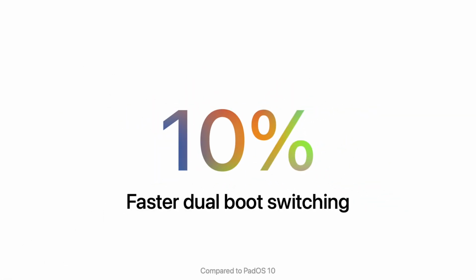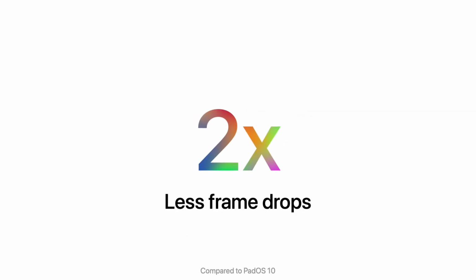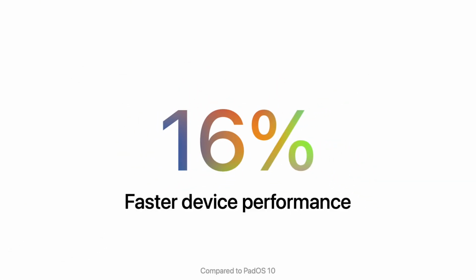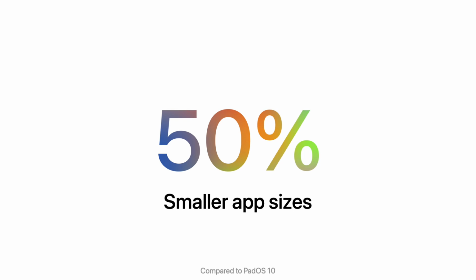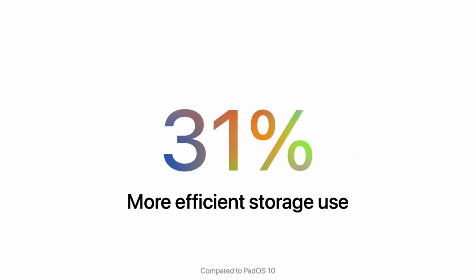For Orange Pad models with X series chips, dual boot switching is up to 10% faster, and the entirety of PadOS 11 and OrangeOS 11 features up to 2 times less frame drops. The system itself is also 12% more stable, with 16% faster device performance, and 50% smaller app sizes, all with up to 31% more efficient use of your device's storage.